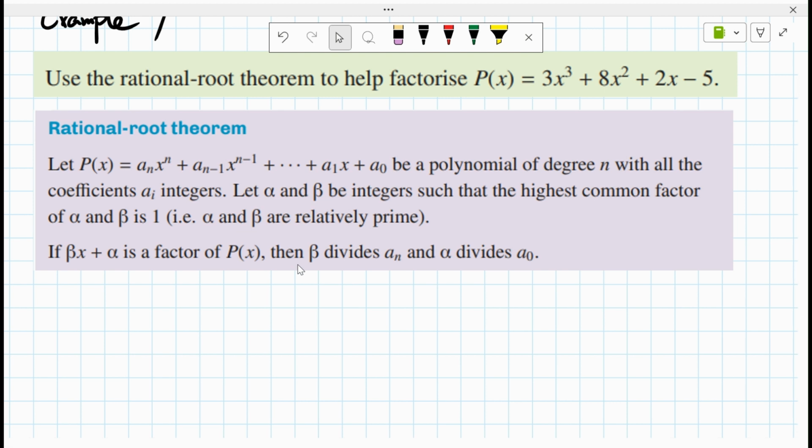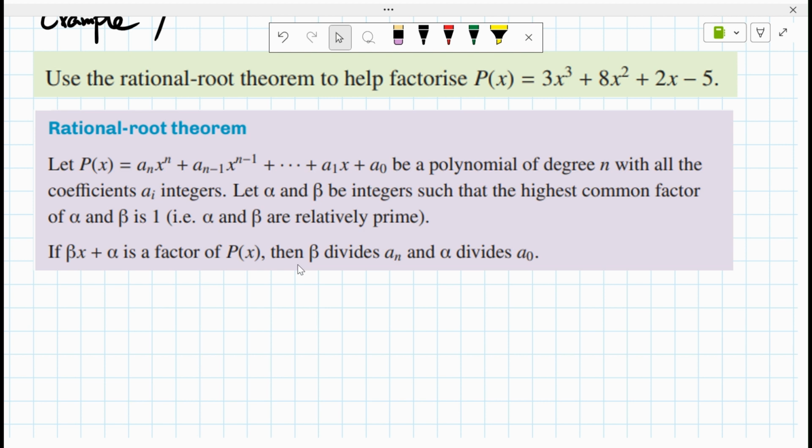So we have a polynomial of degree n, and alpha and beta are integers whose highest common factor is 1, so they are relatively prime. If beta x plus alpha is a factor of P(x), then beta divides the leading coefficient and alpha divides the constant term. Okay, this sounds very tricky, but what does that mean actually? Let's have a look at the question.